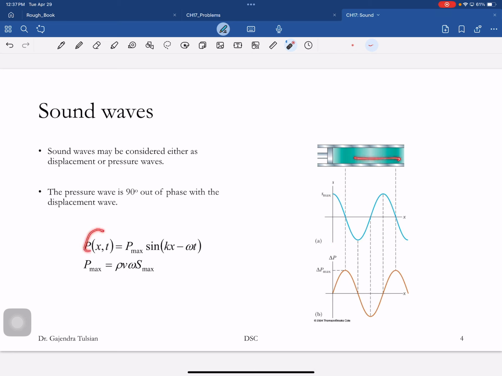So here's the pressure wave, this is represented as, that's the maximum pressure, okay? And sine(kx − ωt). k is the wave number, ω is the angular frequency. Okay? The pressure amplitude, again, you don't have to remember any of this stuff, is the density of the fluid. So if the sound wave is traveling through air, that's the density of air. If the sound wave is traveling through water, that would be the density of water. That's the velocity of the wave, that's the angular frequency, and that's the amplitude of the particles that are oscillating in the medium.